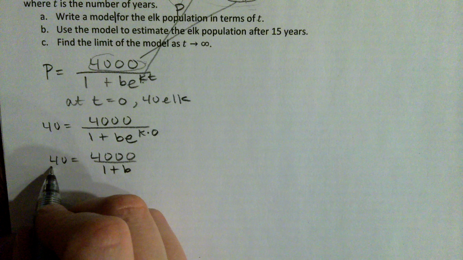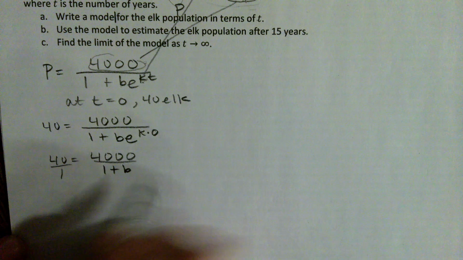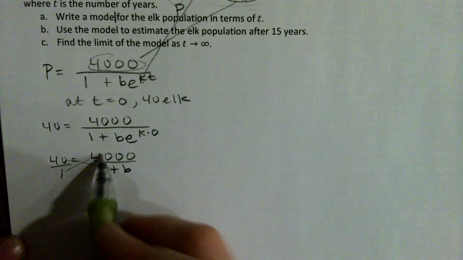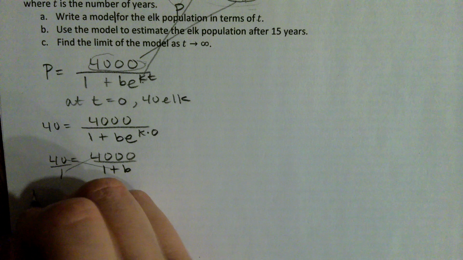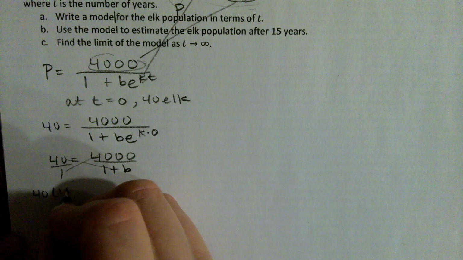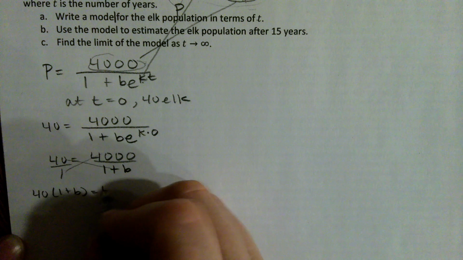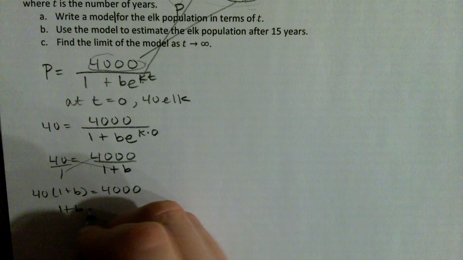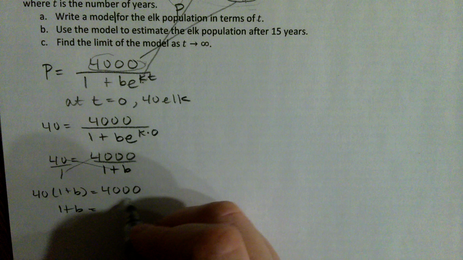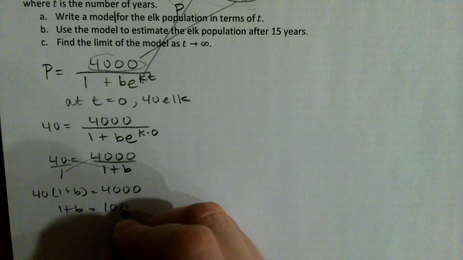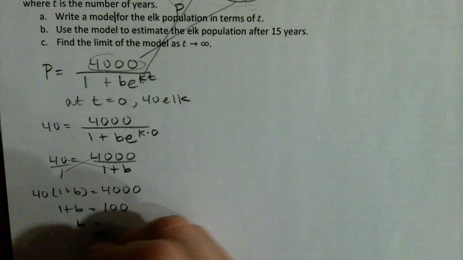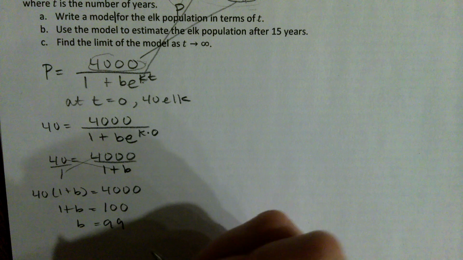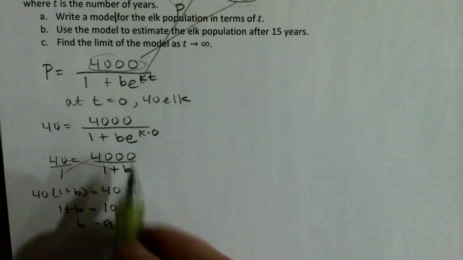So think back to the means-extremes theorem, where we're multiplying across our equal signs. So we're going to have 40 times the 1 plus B equals 4,000. Then I would divide both sides by 40, which will take off a 0, so it'd be 100. And then B is going to equal 99. So I used one of those sets of information I had.